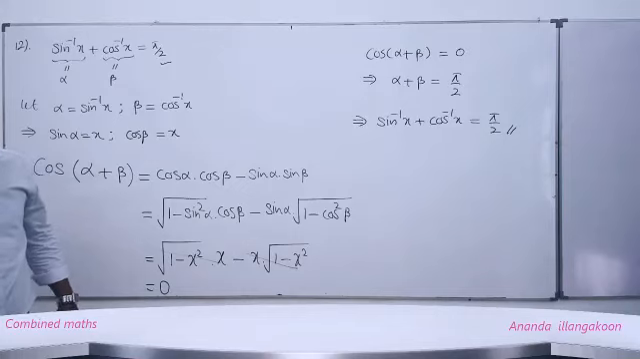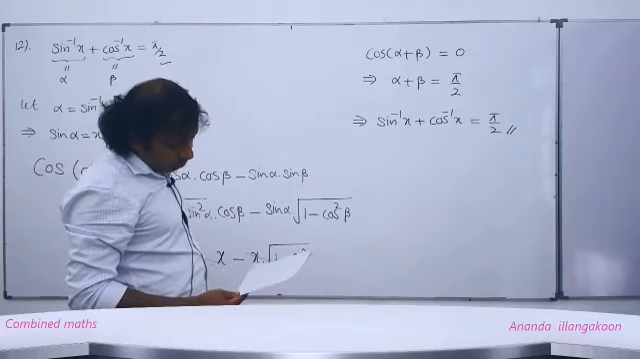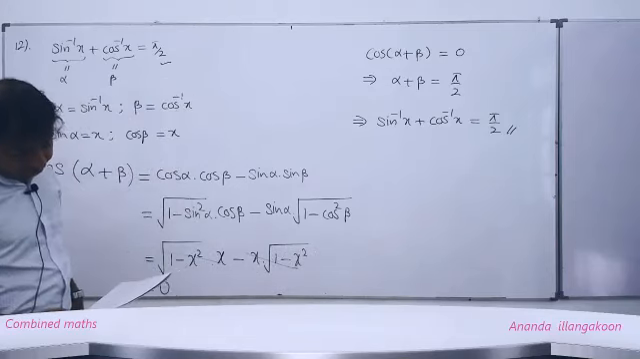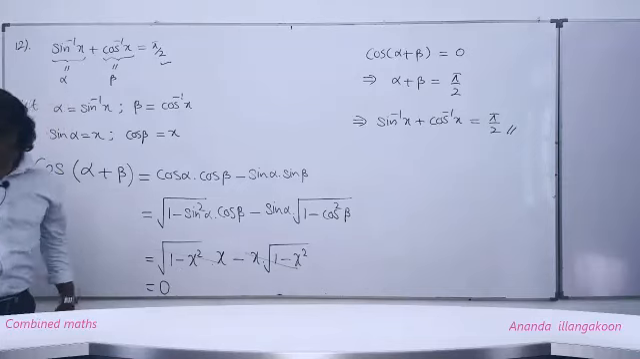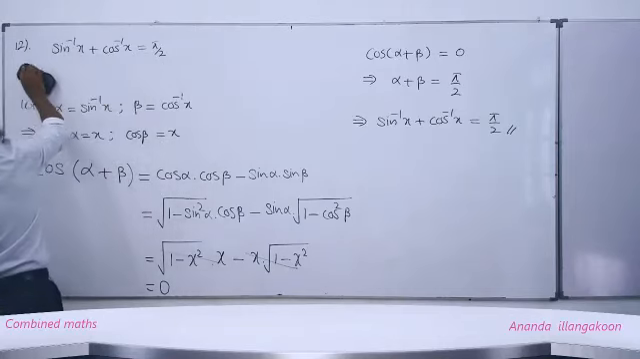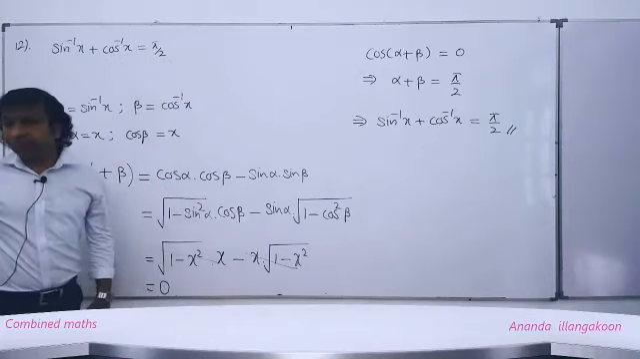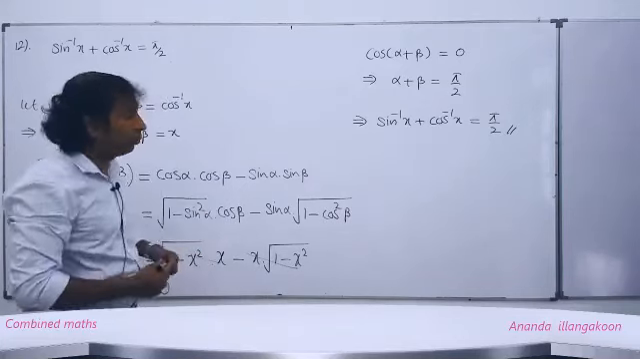Okay, other part is there. Next one: show that the only solution of the equation sine inverse x minus cos inverse x equals pi by 6 is x equals root 3 by 2. You know, this one we have proved now. This part we proved just now. Since that has been proved already, we can use that result whenever we need.